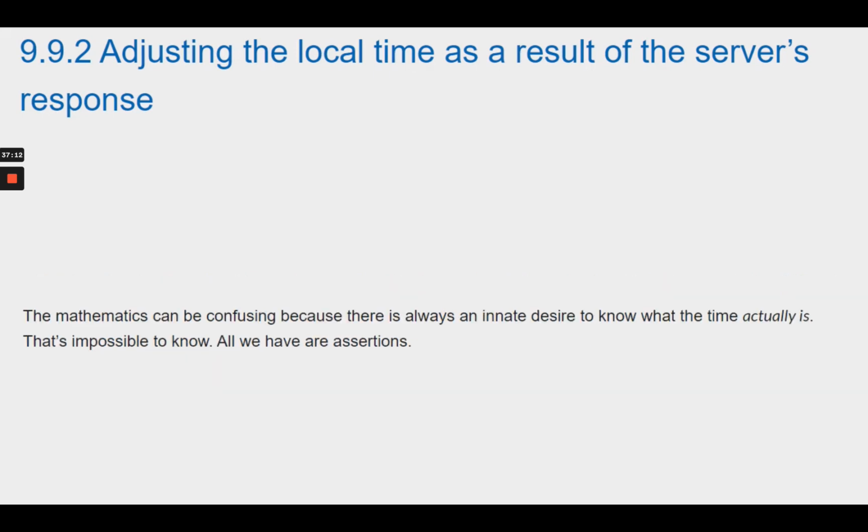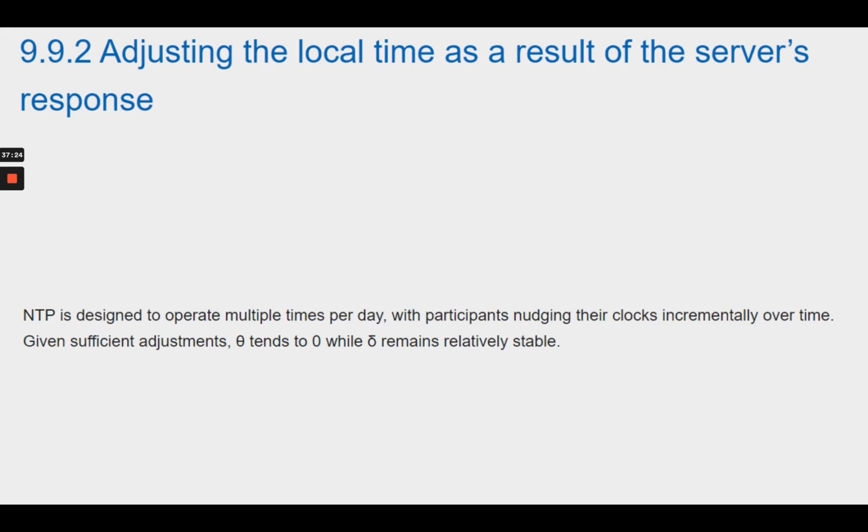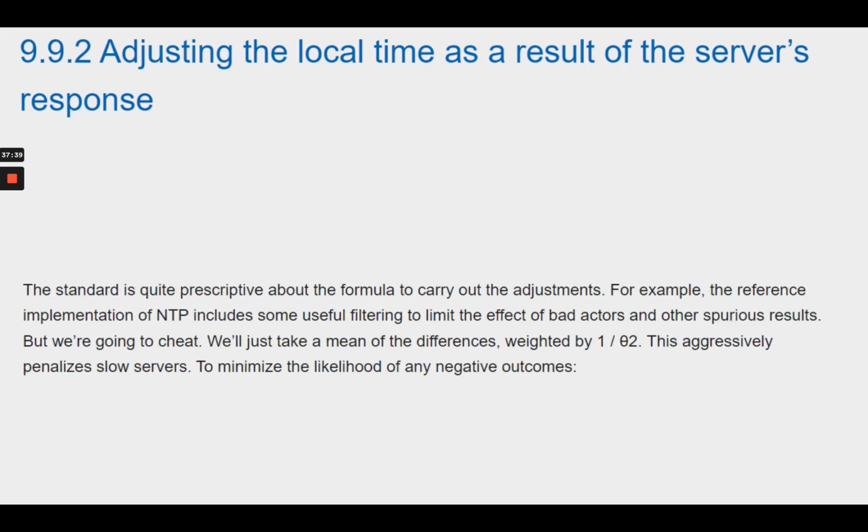The mathematics can be confusing because there is always an innate desire to know what the time actually is. That's impossible to know. All we have are assertions. NTP is designed to operate multiple times per day, with participants nudging their clocks incrementally over time. Given sufficient adjustments, theta tends to zero while delta remains relatively stable. The standard is quite prescriptive about the formula to carry out the adjustments. For example, the reference implementation of NTP includes some useful filtering to limit the effect of bad actors and other spurious results. But we're going to cheat.